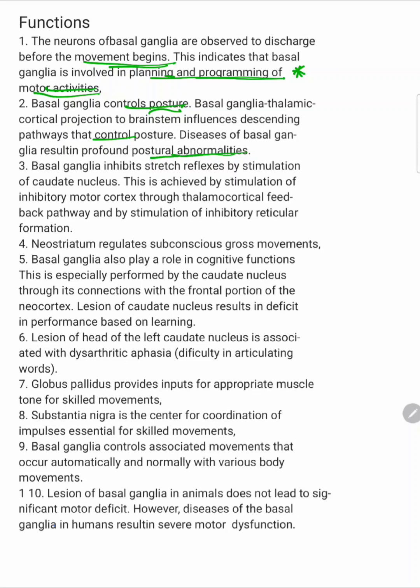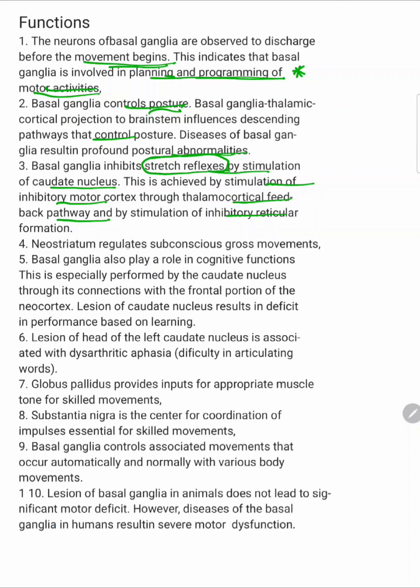Next, basal ganglia inhibits stretch reflexes by stimulation of caudate nucleus. This is achieved by stimulation of inhibitory motor cortex through thalamocortical feedback pathway and stimulation of inhibitory reticular formation. See, in this, it inhibits stretch reflexes. This is an important one, so you should remember this word.